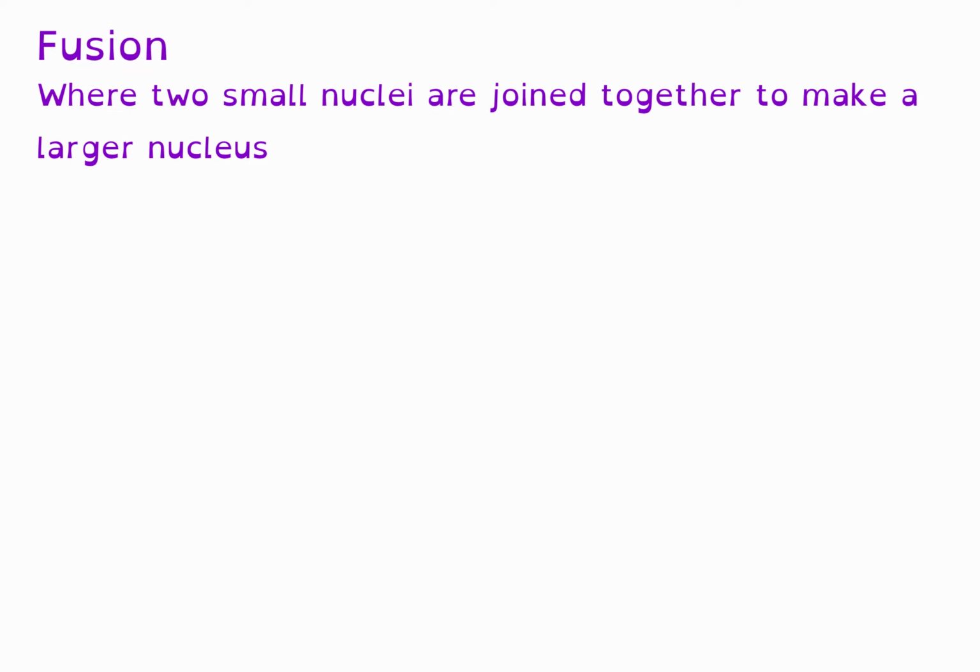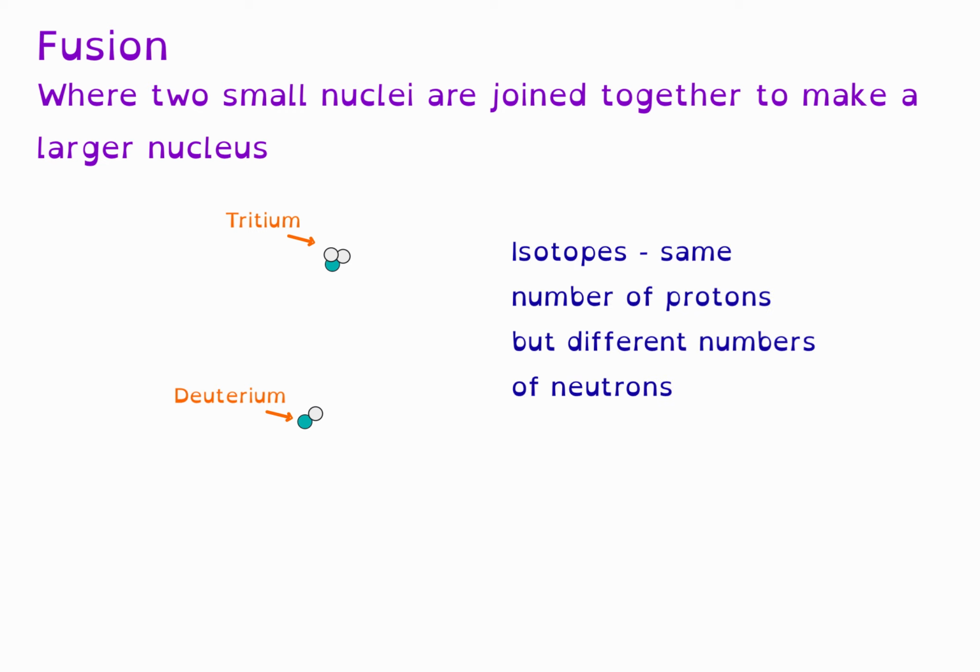Fusion is a different nuclear process. This is where 2 small nuclei are joined together to make a larger nucleus. This is the process that happens in stars. Here we have 2 isotopes of hydrogen, deuterium and tritium. Isotopes have the same number of protons, so they both have 1 proton, but different numbers of neutrons. Deuterium has 1 neutron. Tritium is slightly heavier with 2 neutrons.